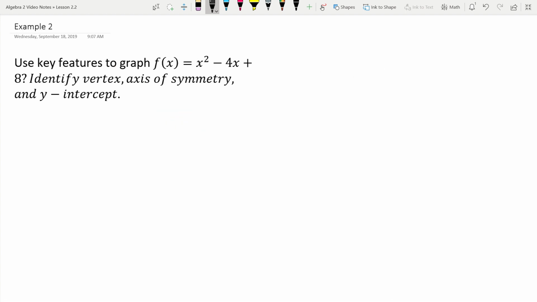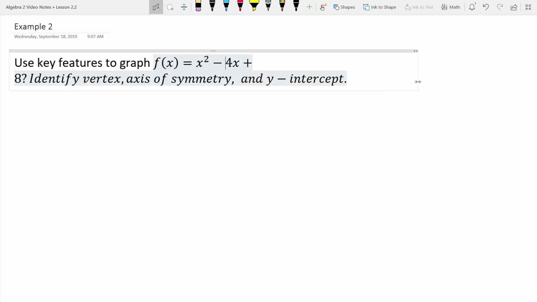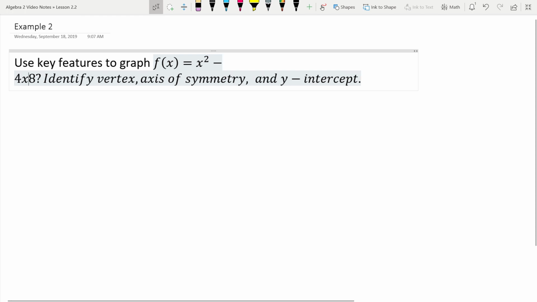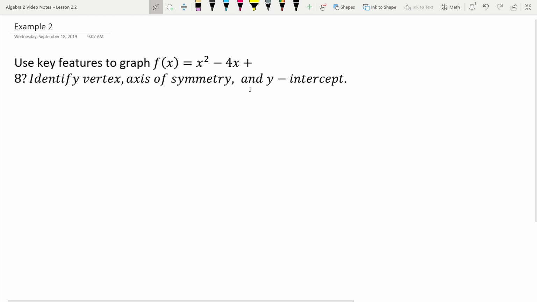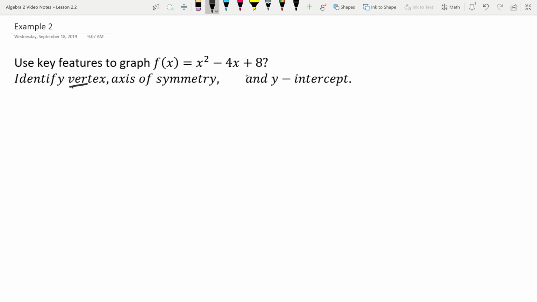All right, so let's look at the following problem. So we want to determine the key features if I'm given the standard form of the function. So if I'm given all of this, how do I determine what the features are? All right, so let's start with the vertex. So we kind of already talked about how to find the vertex earlier. So let's practice again. So A, B, C.